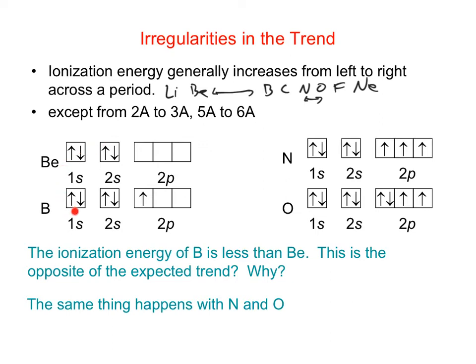And we can understand that if we consider the electron configurations. And the same thing happens with nitrogen and oxygen. So let's talk about beryllium and boron on the next slide.